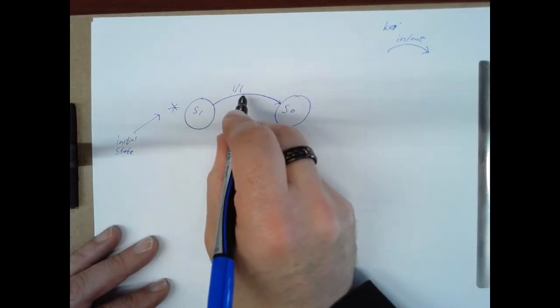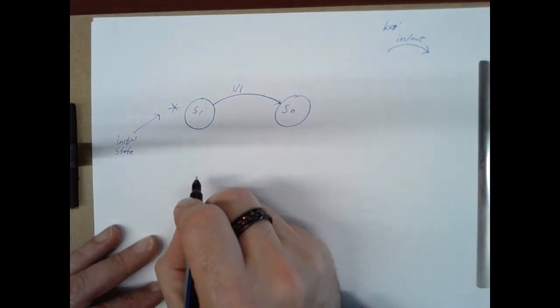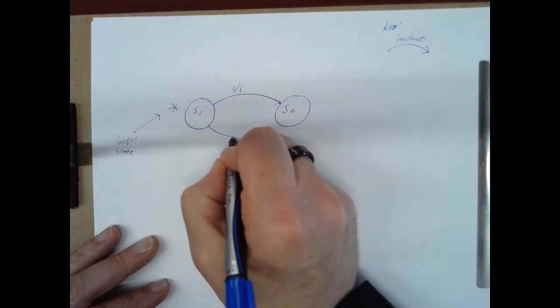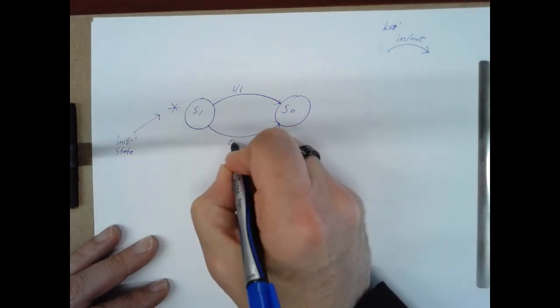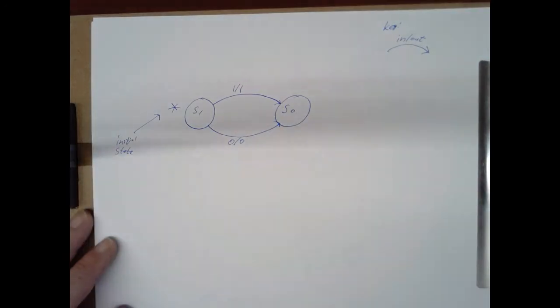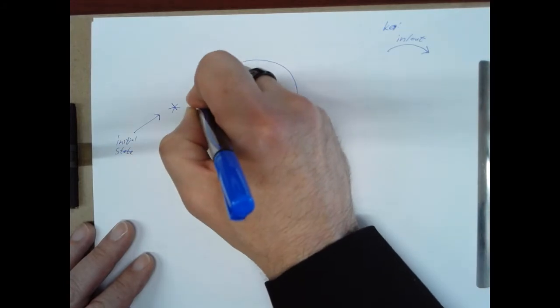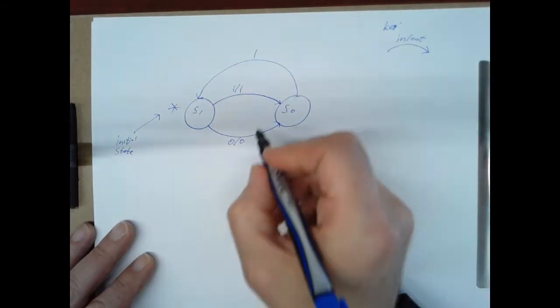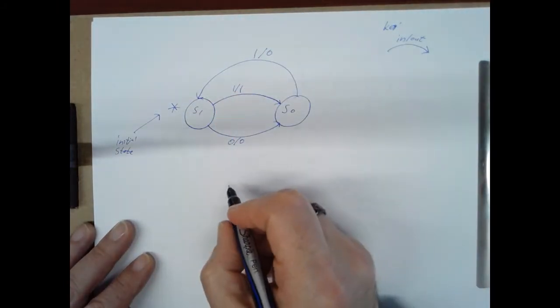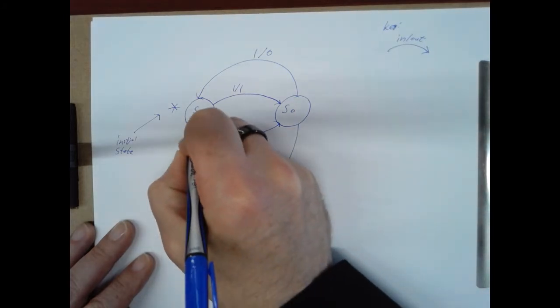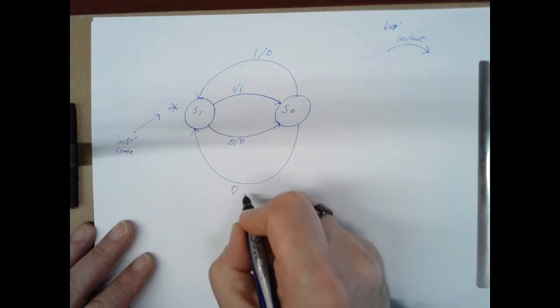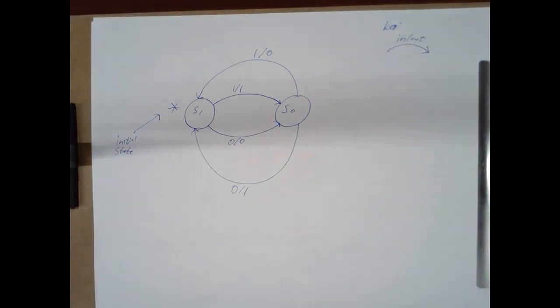State 1, you get a 1, you output a 1 and go to state 0. State 1, you get a 0, you output a 0 and go to state 0. State 0, if you get a 1, you output a 0 and go to state 1. And state 0, if you get a 0, you output a 1 and you go to state 1. So the question is, what is this machine doing to its input?